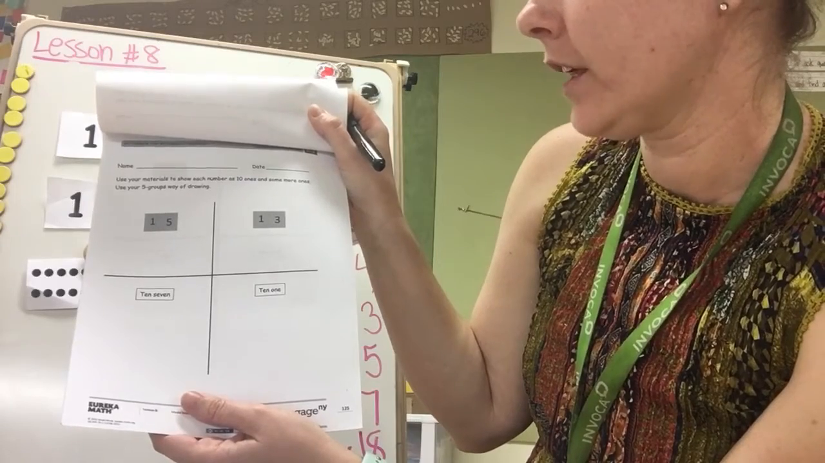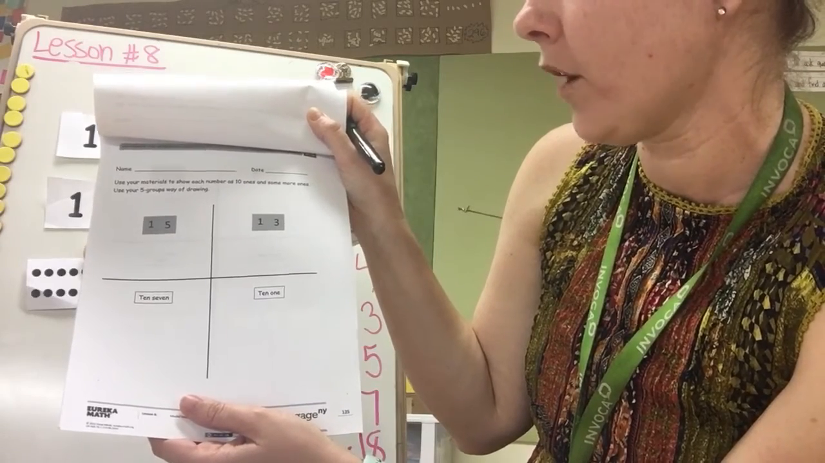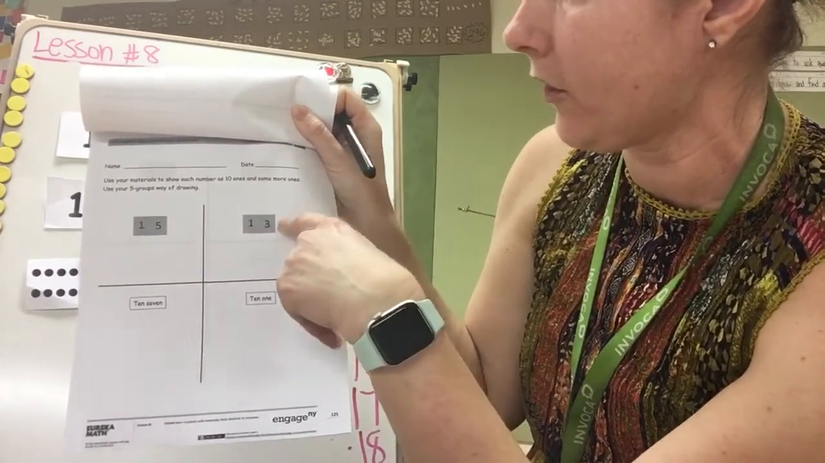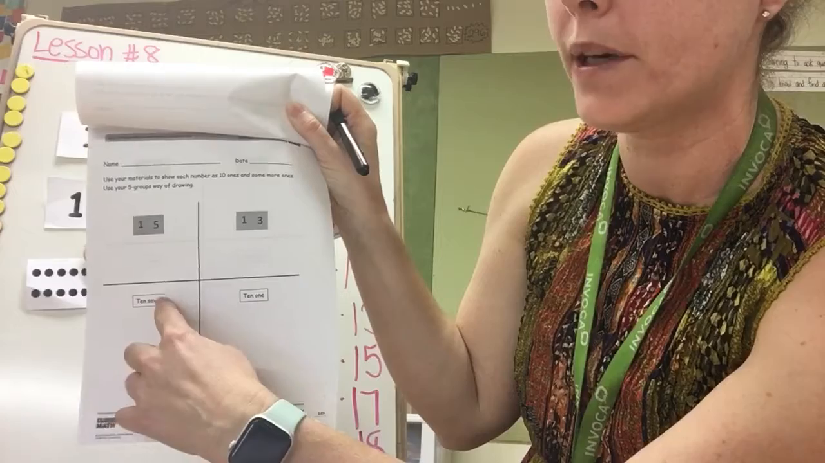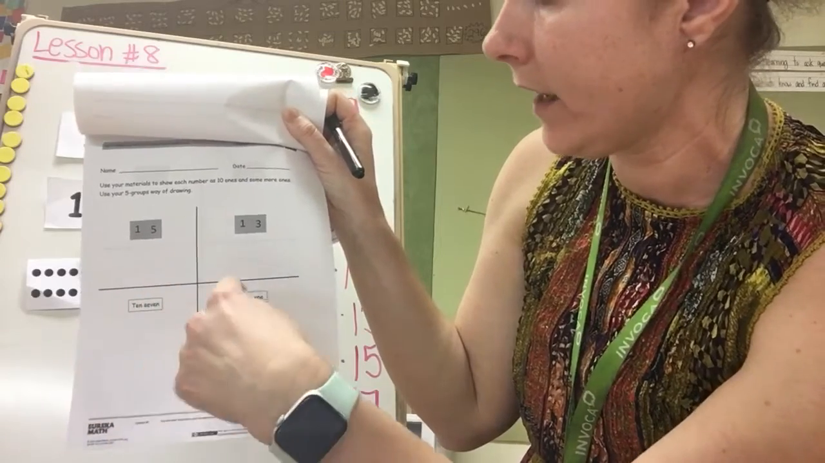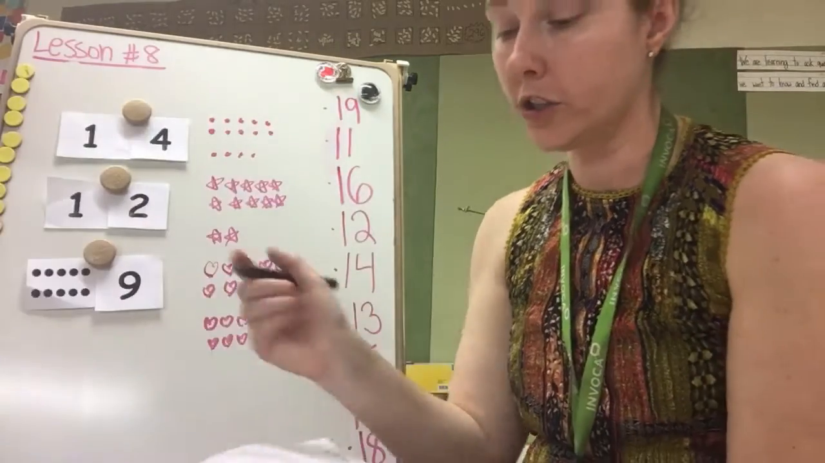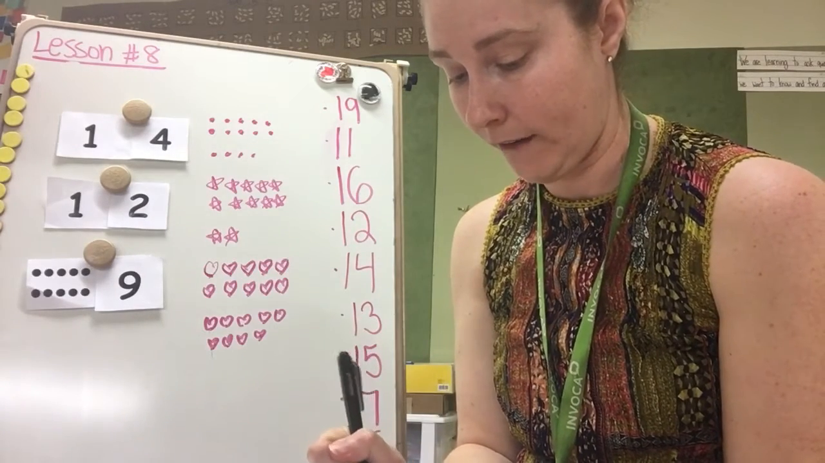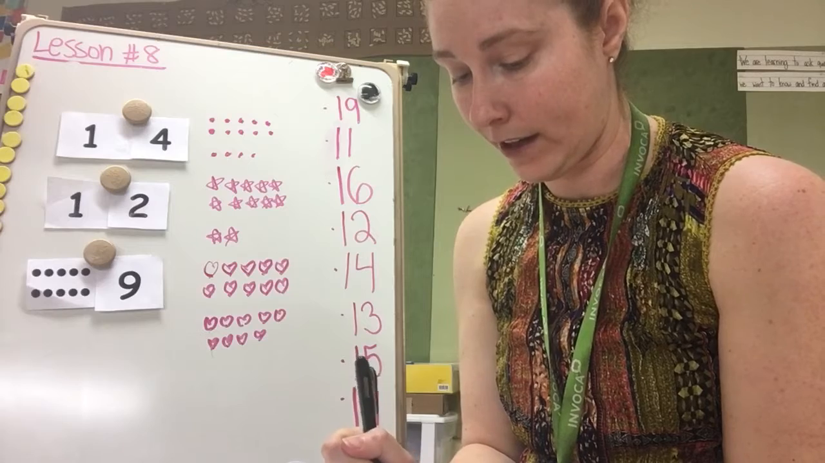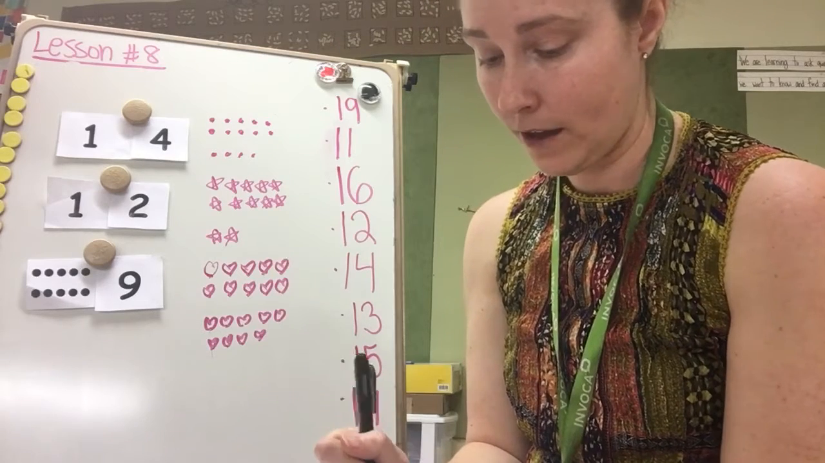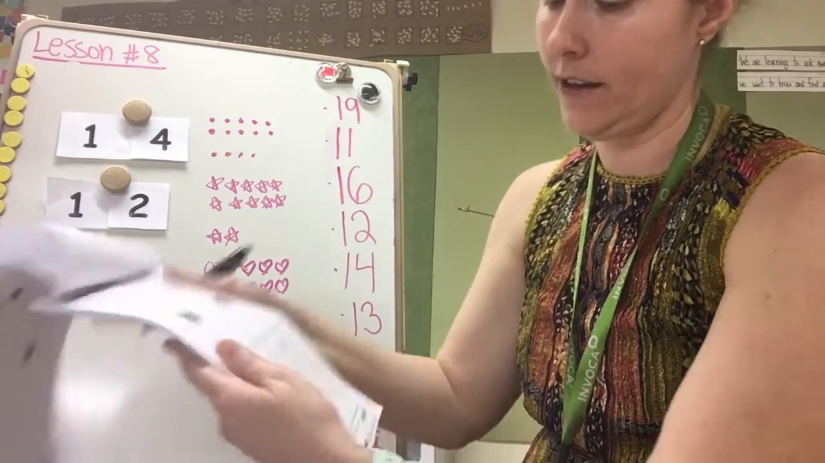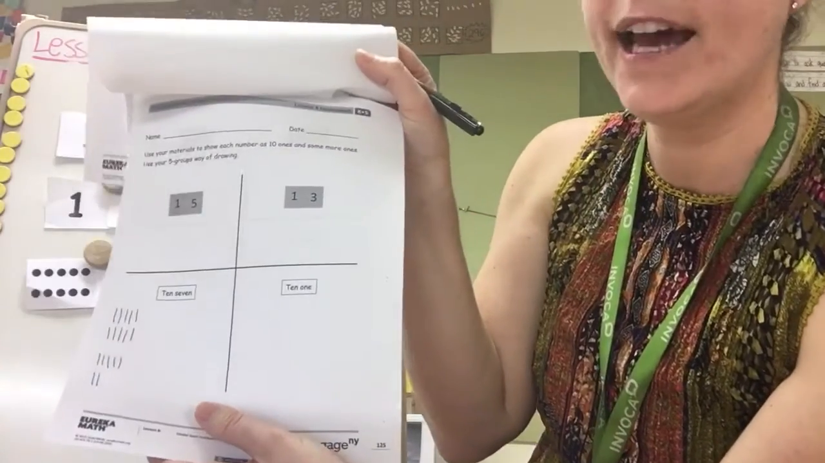And the last challenge page, if you want to do the homework page, is the same thing. Show each number as 10 ones and some more ones. So 10 ones and 5 ones, 10 ones and 3 ones. And now instead of numbers, it's spelled out: 10, 7, 10, 1. So I'll do tally marks for one of them. Tally marks are fast. 1, 2, 3, 4, 5, 6, 7, 8, 9, 10. 1, 2, 3, 4, 5, 6, 7. 10, 7. That makes 17.